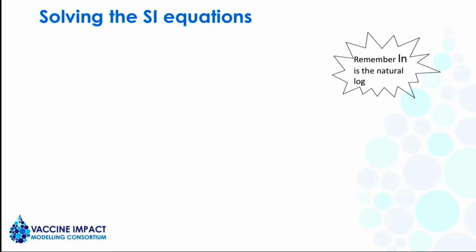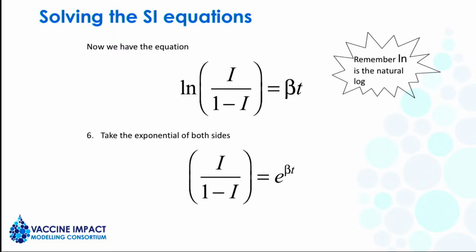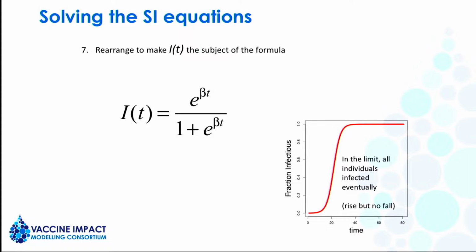Ooh, computer screen's gone weird. Right. So we put that together, we've integrated both sides, we've used separation of variables. This is not very nice to work with. Ideally, we'd want I as a function of t. So we want to make sure that the natural log is on its own, and then we can take the exponential. So now we've got I over 1 minus I is equal to e to the beta t. And we can do a bit more rearranging to get I of t on its own.